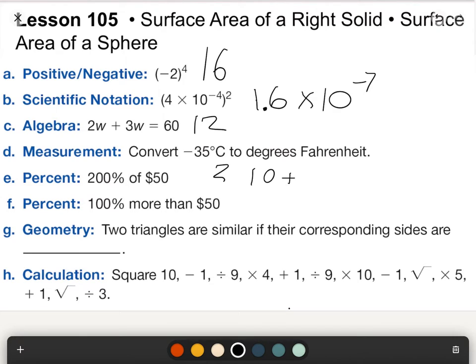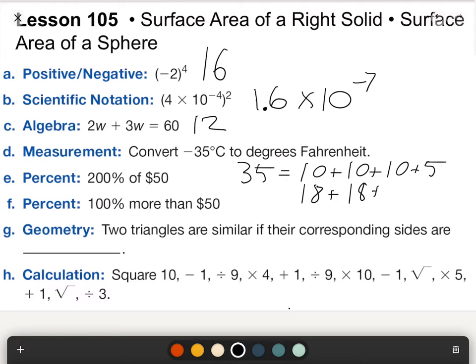Remember that the 35 equals 10 plus 10 plus 10 plus 5, right? And that is the equivalent of 18 plus 18 plus 18 plus 9, because 5 is half of 10, so 9 is half of 18. Right? Okay, we pretty good so far?